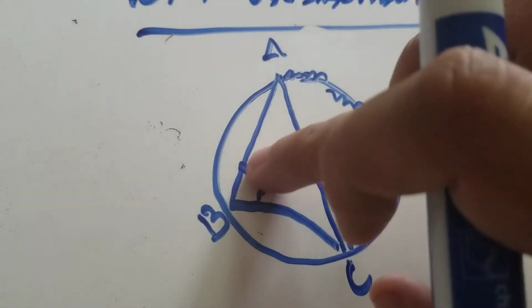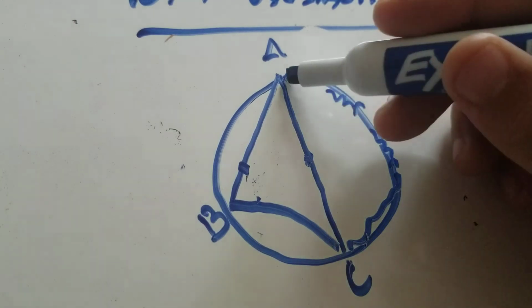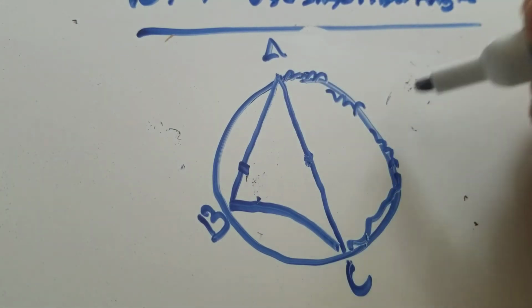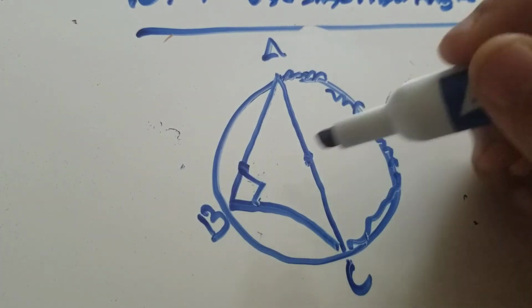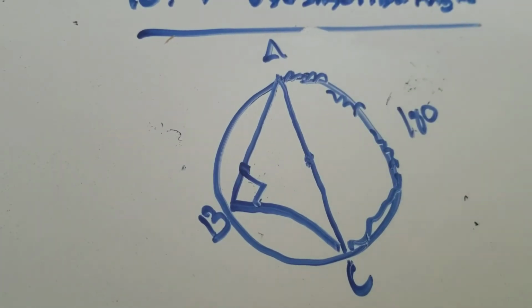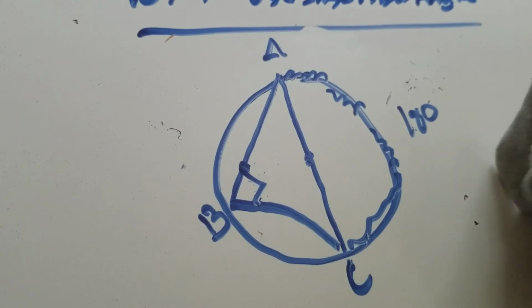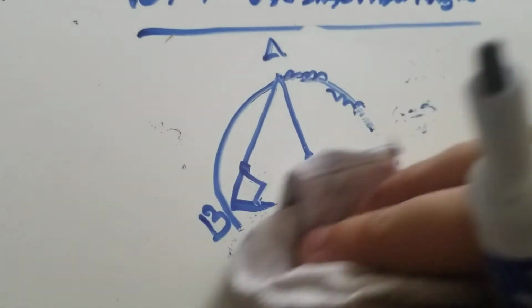And the reverse is true also. If you have a triangle where one of the sides is a diameter, that means this is 180 degrees, which means this angle right here is 90. So that means it's a right triangle. Okay? Pretty simple rule there. The next one is, I think, the more interesting of the two.